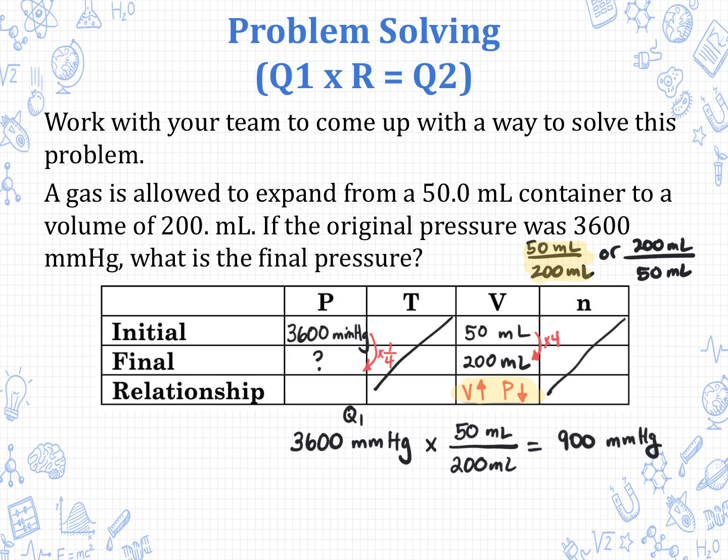The last thing to consider is sig figs. If I look at my problem, this has 3 sig figs, 3 sig figs, 2 sig figs. So my answer should really have 2 significant figures. The only way to write 900 with 2 sig figs is 9.0 times 10 to the second millimeters of mercury.